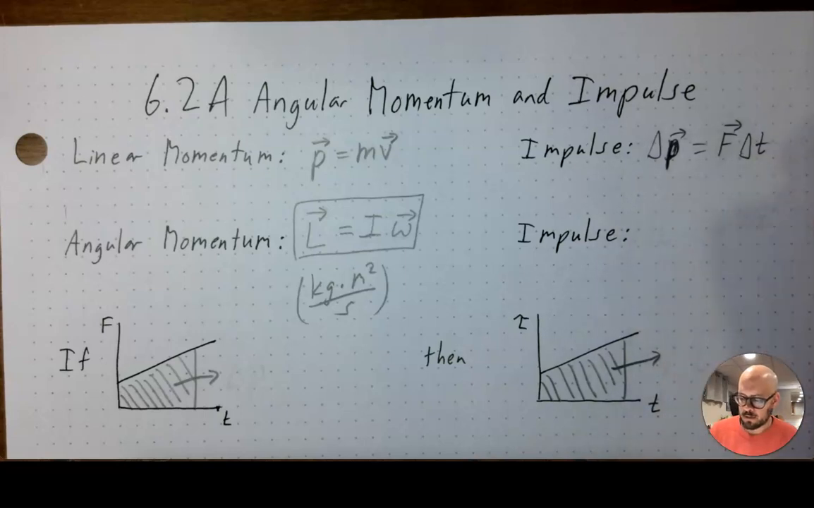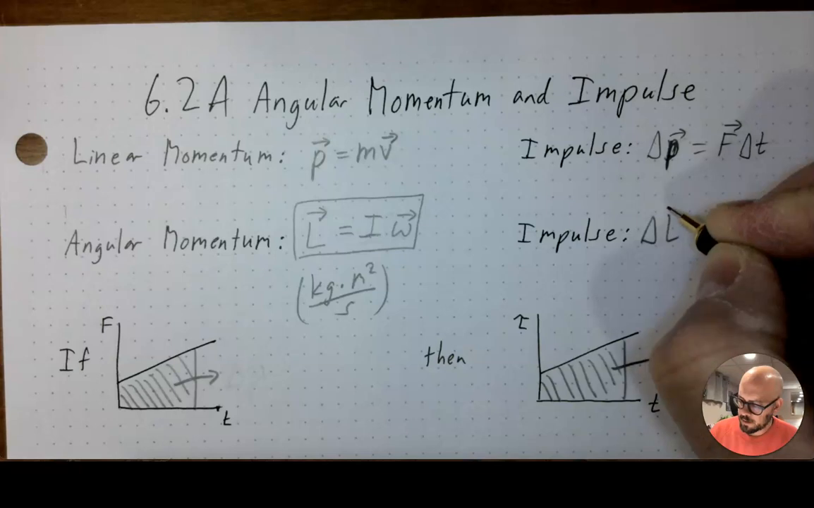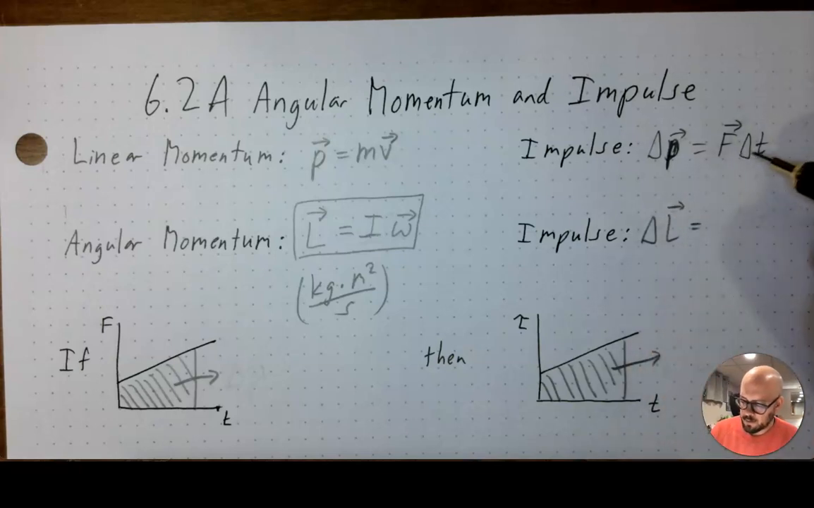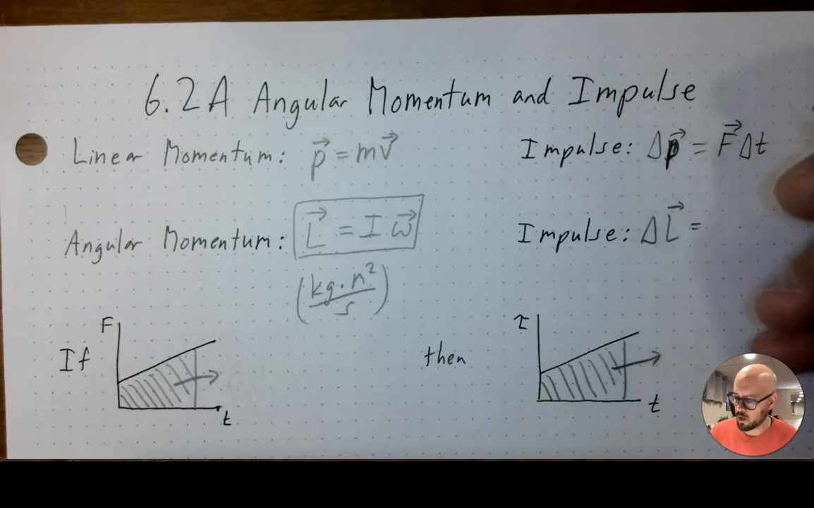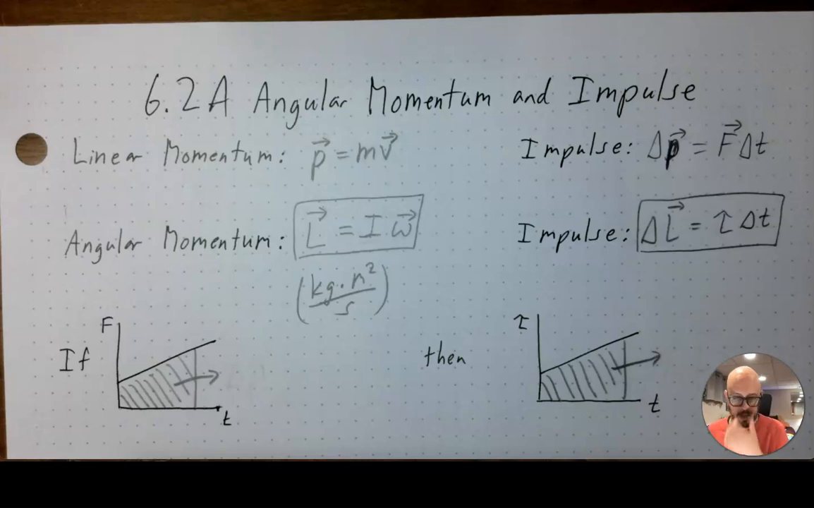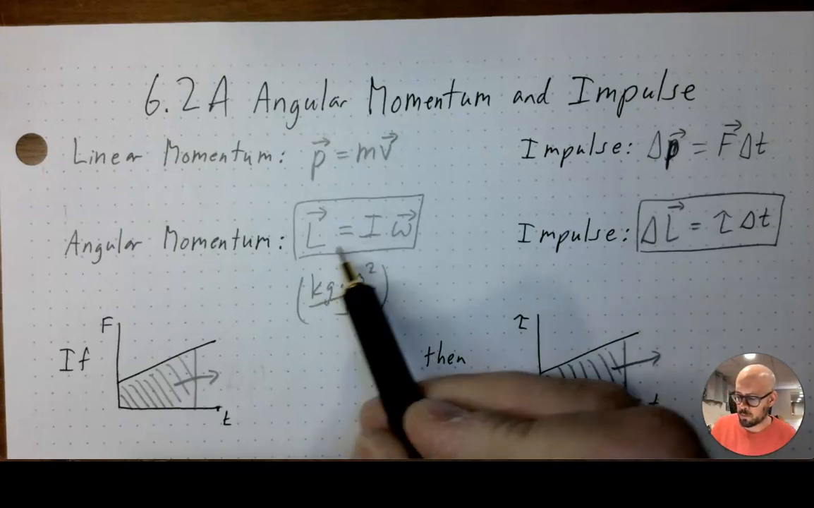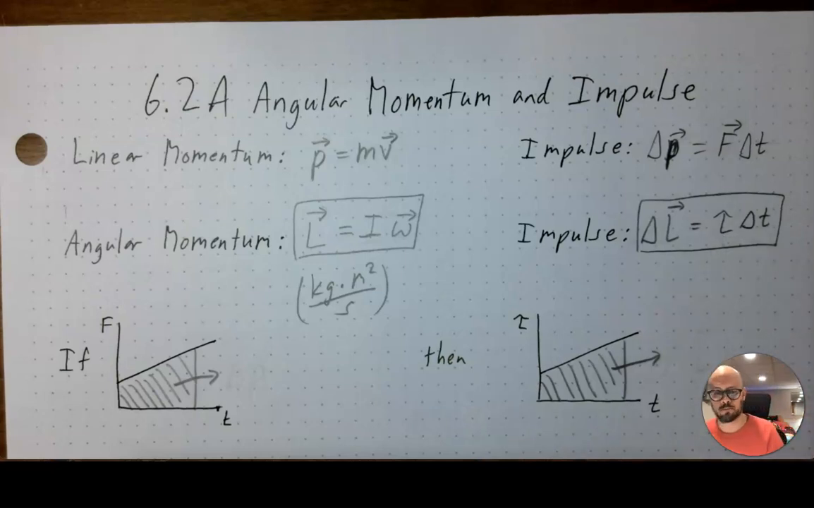It also takes an impulse to change angular momentum. So angular impulse, delta L. Again, everything is analogous. In order to change the angular momentum of an object or system, you need to exert a net torque on it over some amount of time. So the second equation that we're learning today is angular impulse. Angular momentum can be changed as long as there's a torque acting on a system over time.